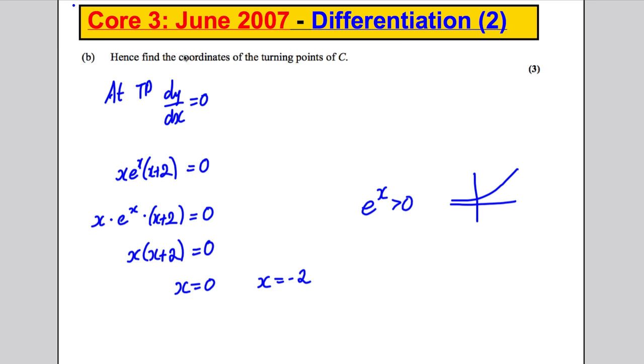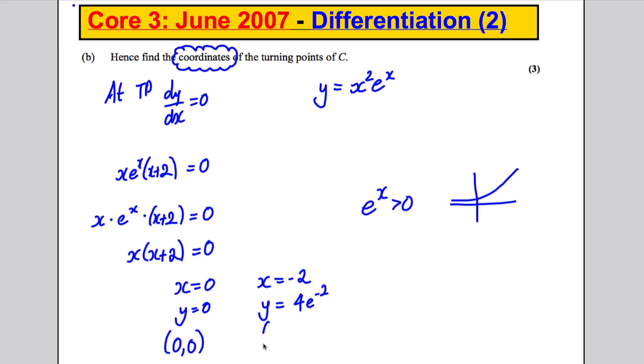Now these are x values. It's asked us for coordinates, so we need to substitute x is 0 back into the original equation, which is y equals x squared e to the x. And we sub back in 0, we sub back in -2, and then we get our y coordinates. When we sub back in 0, we simply get y is 0. When we sub back in -2, we get 4e to the -2. Our coordinates therefore are 0, 0, and -2, 4e to the -2. And we're done.